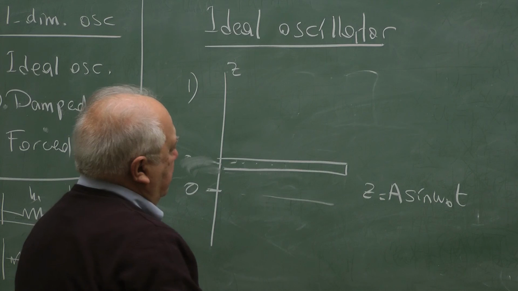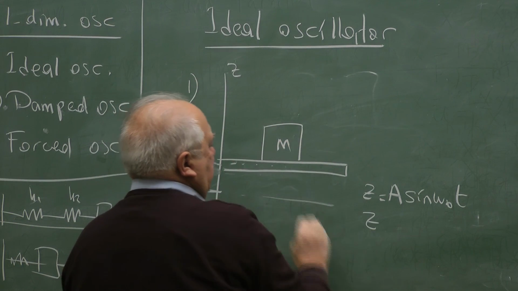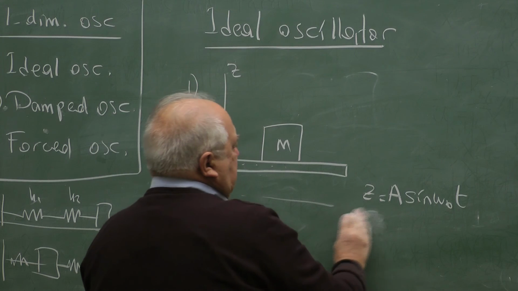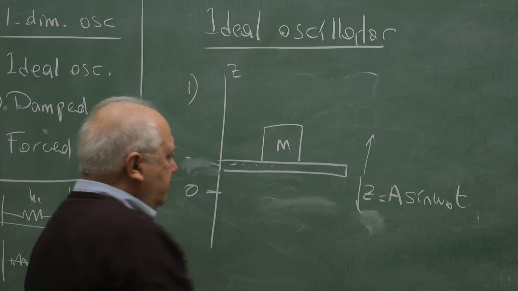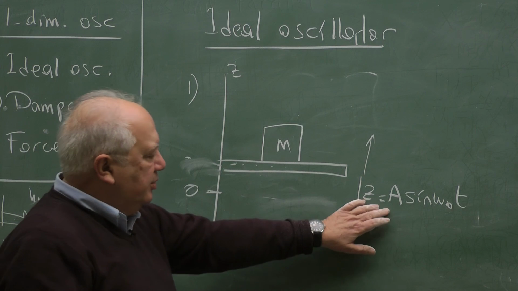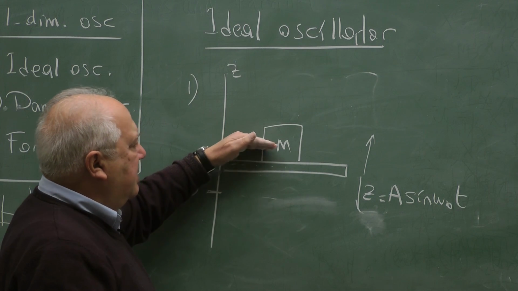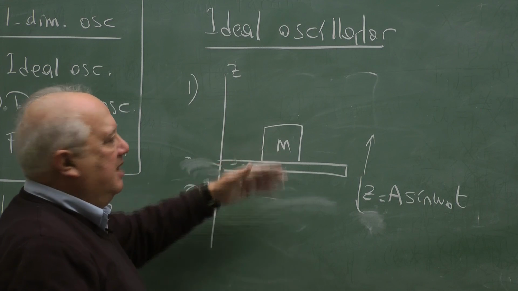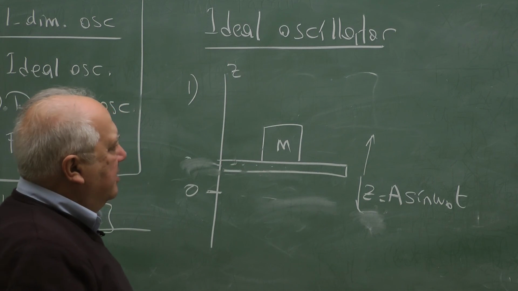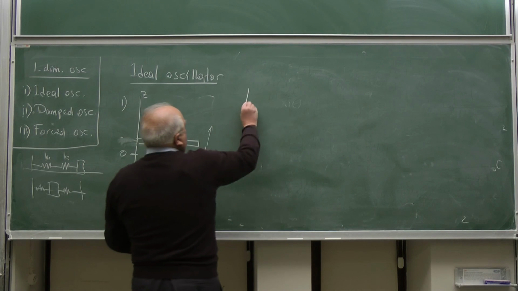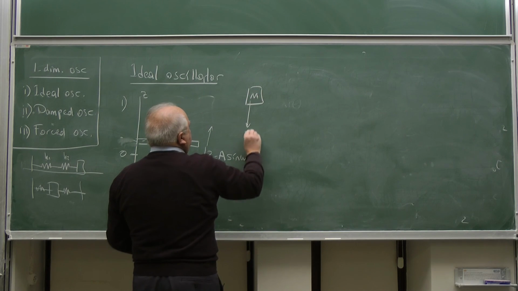And, well, let's see. There is a mass on top of it. So this is oscillating like that. The question is this: what is the maximum amplitude such that the mass still has contact with the platform? Namely, it doesn't fly away from the platform. So let's do a free body analysis. This is m. There is the gravity down, mg.